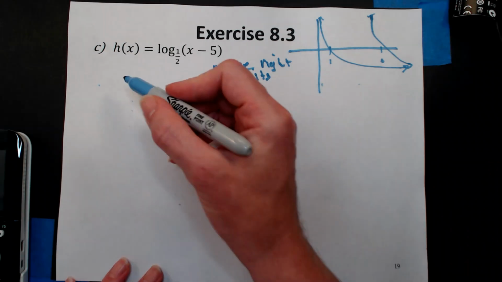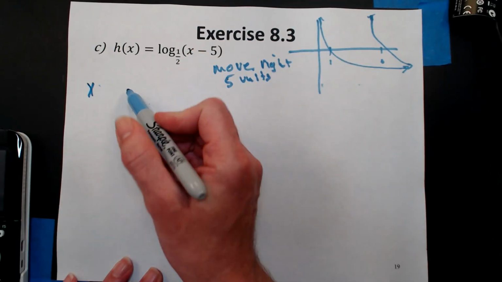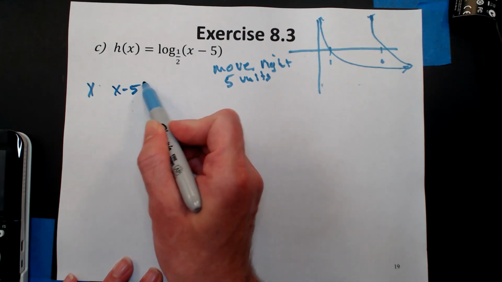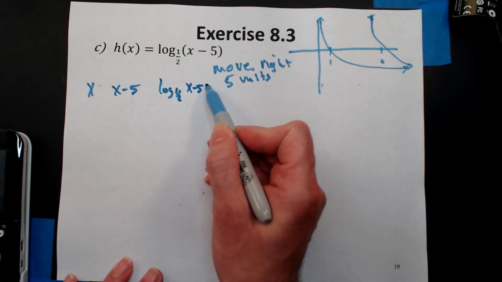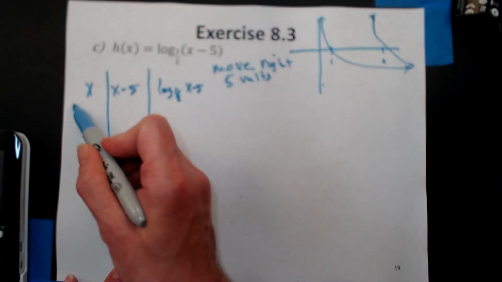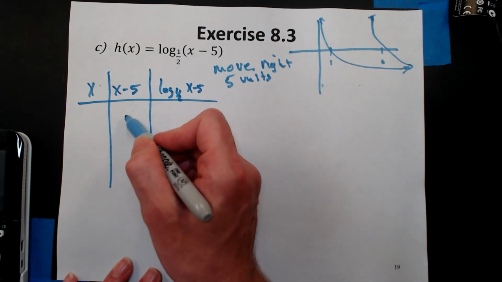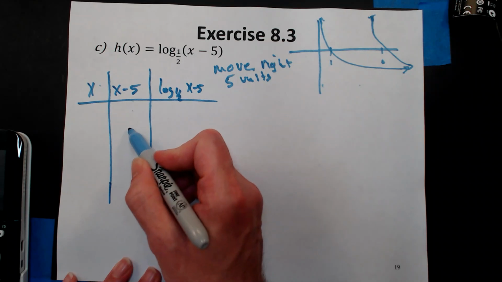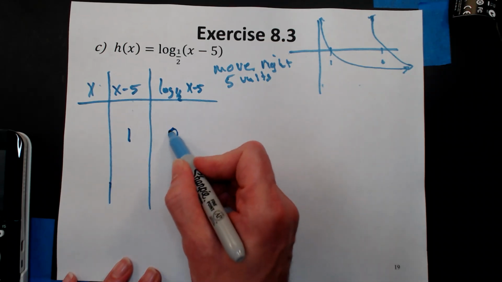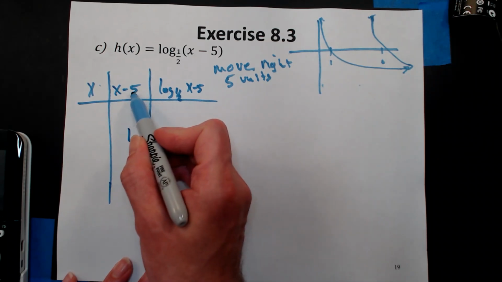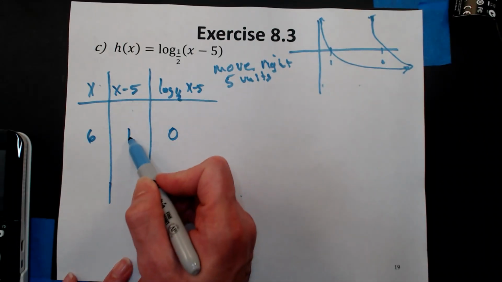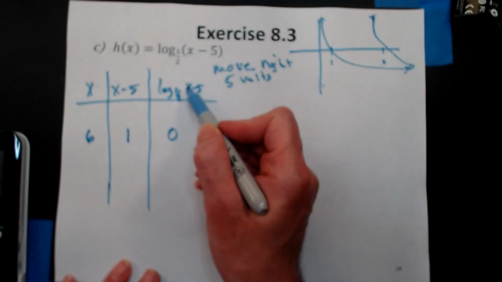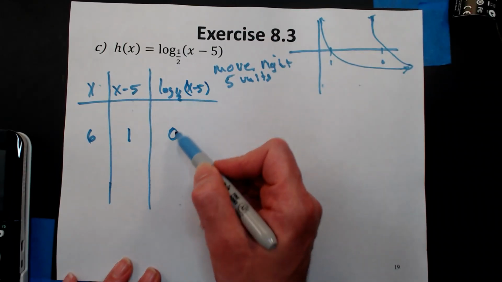So let's set this up. I'm going to have an x column, an x minus 5 column, and then my log base 1/2 of x minus 5. So here I want powers of 1/2 would be nice. Well, 1 is a power of 1/2, it's 0. So if I add 5 to that, going this way, that's going to be 6. So I plug in 6, subtract 5, I get 1. Log base 1/2 of 1 is 0.